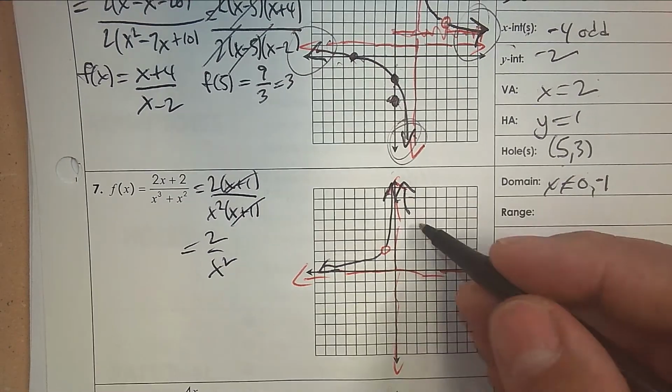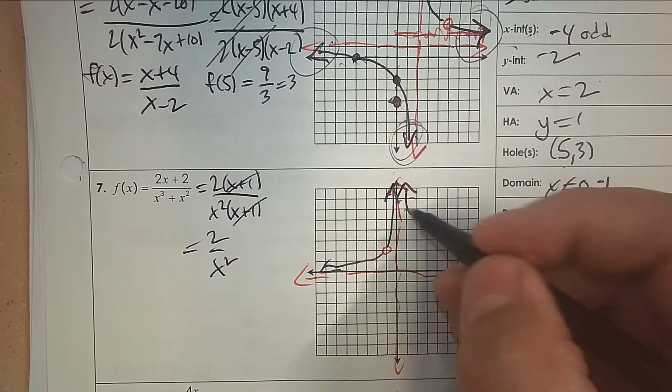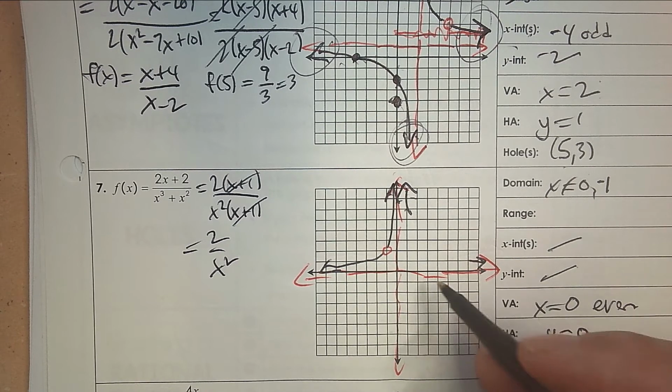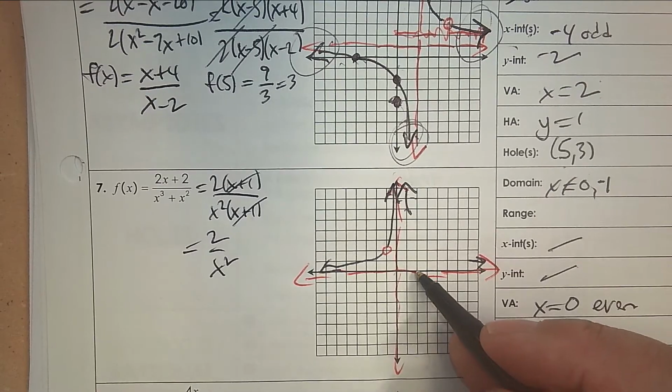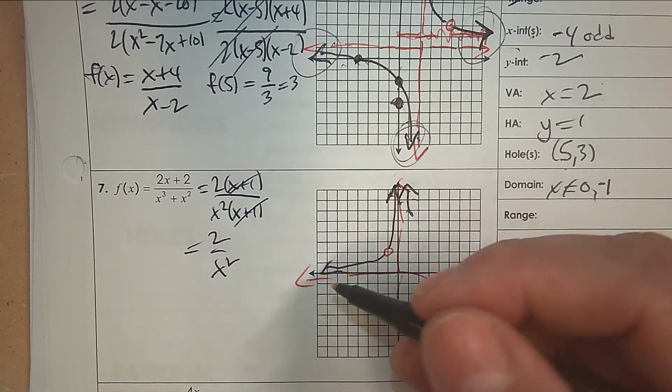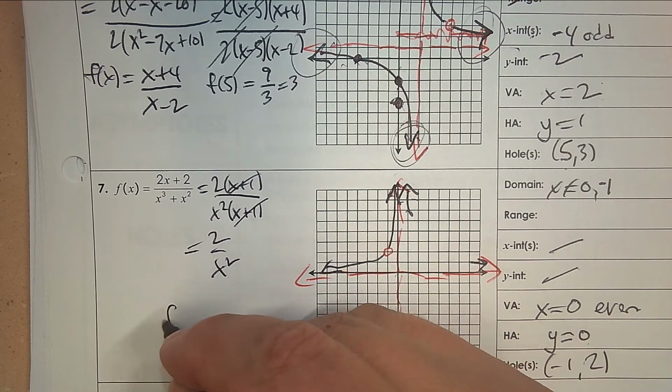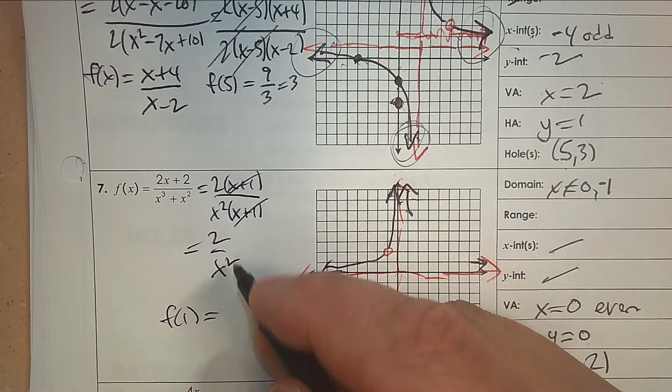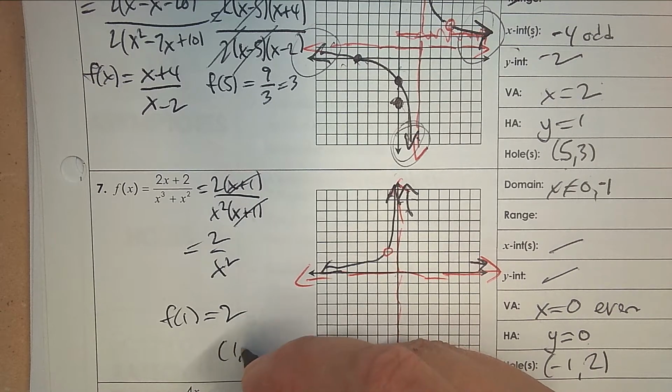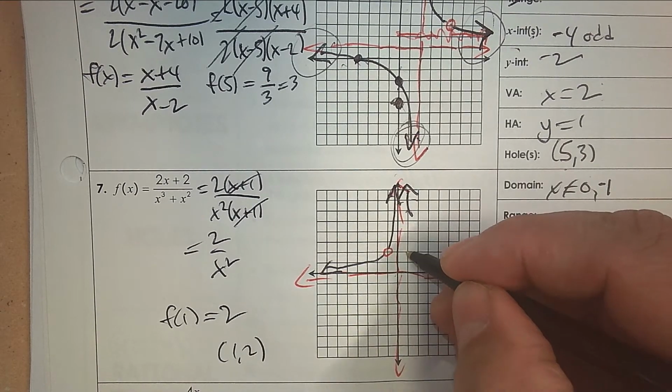I don't have a point. I know the end behavior, but I need a point in there. So I got to pick a point bigger than 0. So 1, 2, or 3. I'm going to pick 1 because I see that if I pick 1, 2 divided by 1 is 2. So at 1 and 2, I have a point I can curve through.